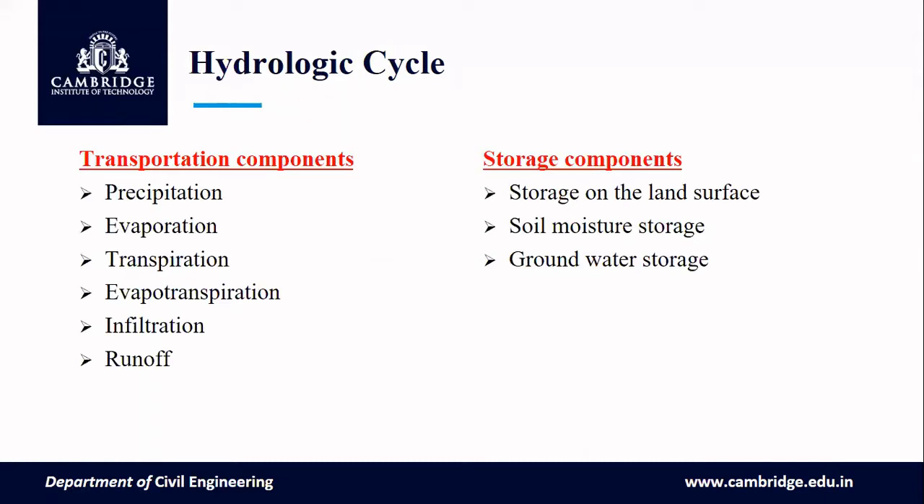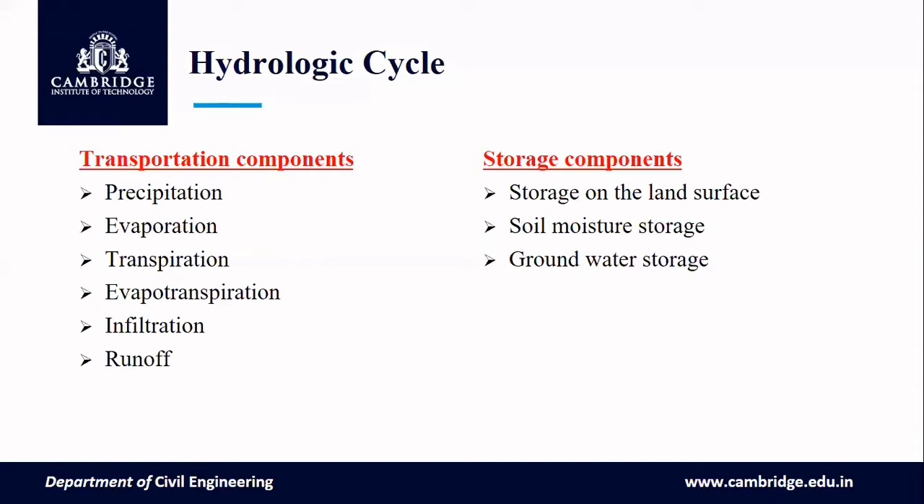The next component is infiltration. After precipitation, a portion of water gets infiltrated; the process of movement of water into the soil surface is known as infiltration. The next component is runoff. Runoff is the flow of water over the land surface, known as surface runoff. After the infiltration, some portion of water runs as runoff below the earth surface and joins the streams.